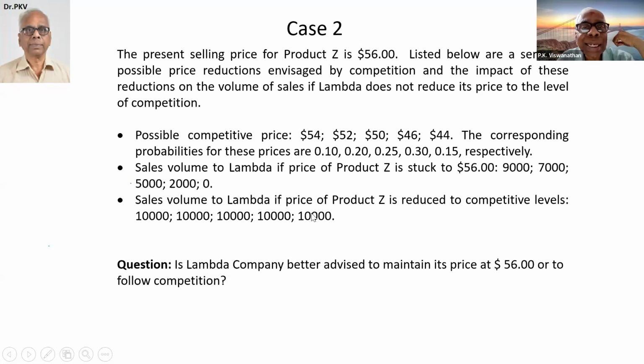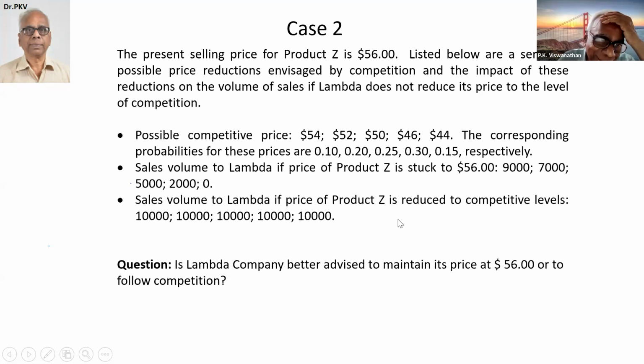In other words, if the competitor price is 54, you are adamant and you want to stick to $56, then the volume you will get is only 9,000. You cannot get all the 10,000. If the competitor reduces to $52 and you are still at 56, your volume will drop to 7,000. Competitor still reduces to 50, you will get 5,000. The competitor is saying $46, you will get 2,000. The competitor is willing to give it at $44, you will get zero. In other words, the entire thing goes to the competition.